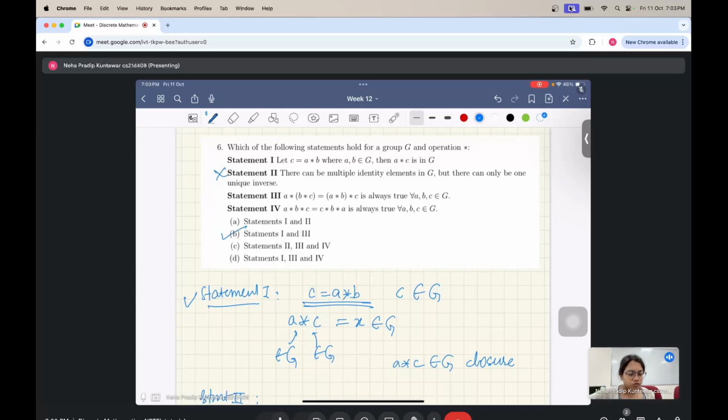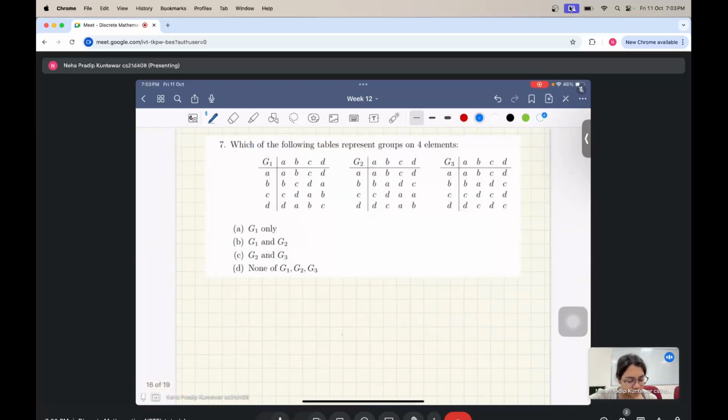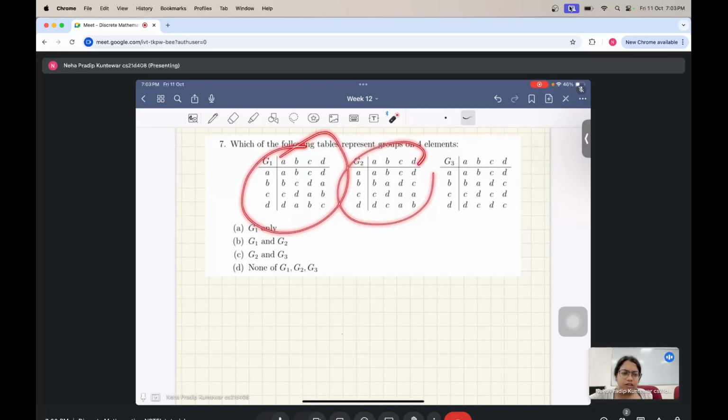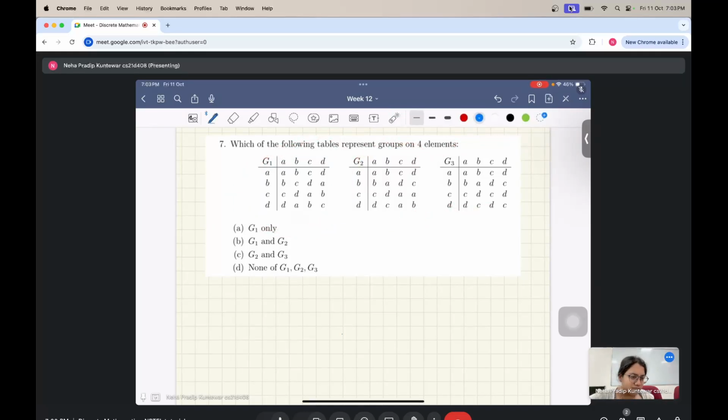Okay, so if that is clear, I'll move on to the next question. Here you are given three groups, which are given by tables. These are called Cayley tables in the case of groups. It's not necessary to know, but I'm just letting you know that this is what is called a Cayley table.